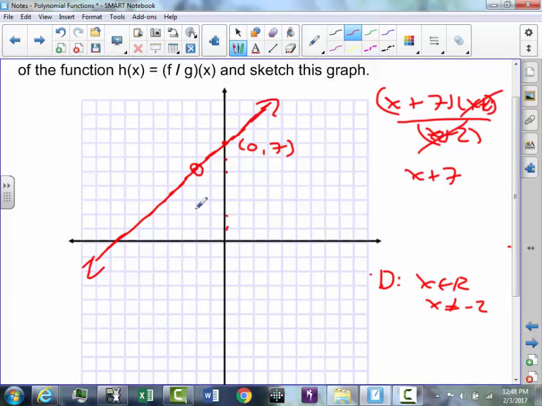The hole basically means this is the non-permissible value. But don't stress over that right now. Just, if it does divide, then just sketch the graph. Sound good? Cool.